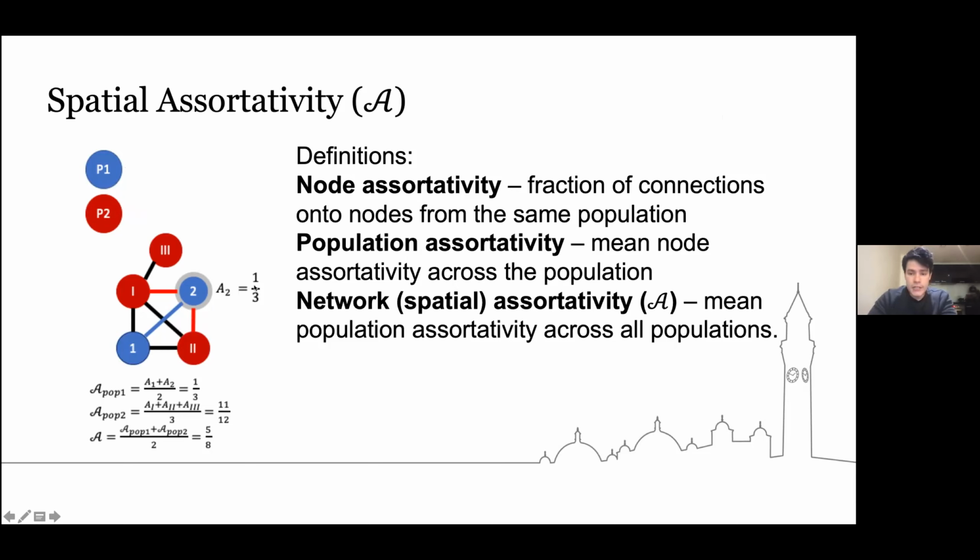And then the population assortativity is the mean node assortativity across a single population. So population 1 will have its own assortativity, and population 2 will have another assortativity. And then the network assortativity is the mean of all the population assortativities. What this does is that it prevents biasing of the assortativity based on the size of the population. So if we have one small population, they are equally weighted in the assortativity measure.